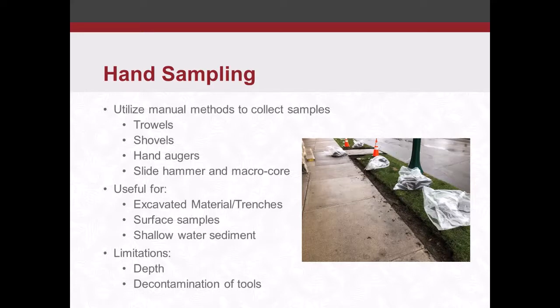And then decontamination of tools. With the equipment and machinery, there's some different things that are implemented, like Lexan liners and such, to limit the amount of contact on equipment that you're going to reuse. Whereas with manual sampling, if you're using a shovel, that shovel's getting into the sample and then you're going to reuse it. It's going to get into the next sample. So you do have a decontamination method in between each one of those.